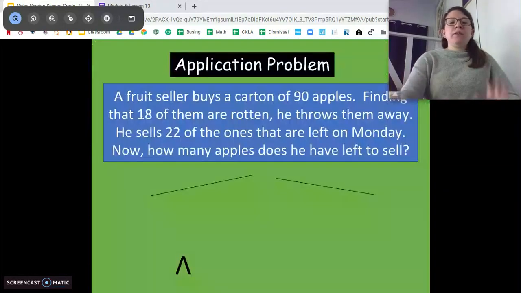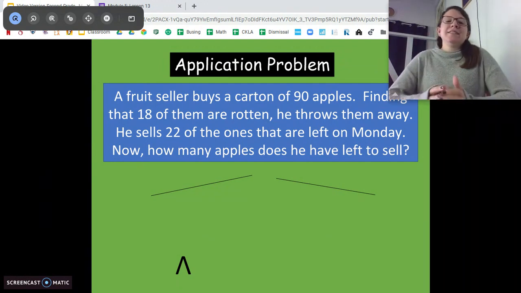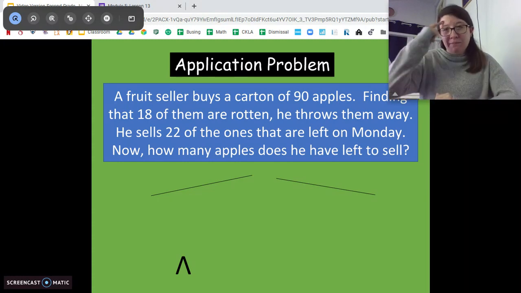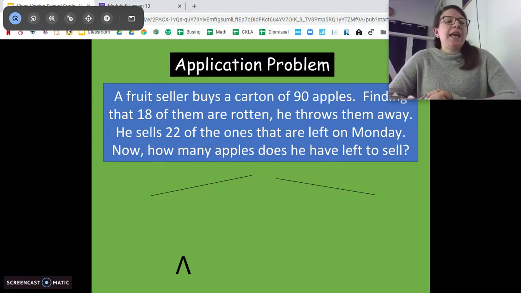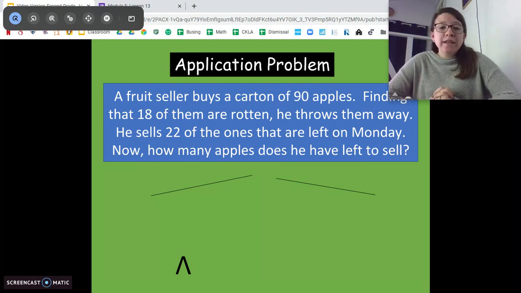All right, before we do that, let's do our application problem. Today it says, a fruit seller buys a carton of 90 apples. Keep that number in your head. Finding 18 of them are rotten, he throws them away. He sells 22 of the apples that are left on Monday. Now, how many apples does he have left to sell?